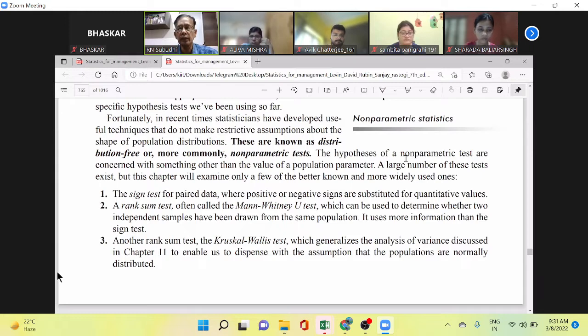Whatever is written in italics, I will tell you one by one to highlight. Sign test. Are you getting me, Sambita? Sign test, is it possible to highlight? You know how to do that? Yes, it's only two words, sign test. Okay, that's all, thank you. Rank sum test. Bus third not required. Next page.